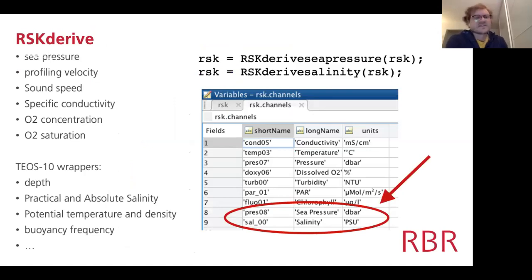We have a series of functions that derive new variables, mostly using the TEOS-10 Gibbs Seawater MATLAB toolbox. We can derive sea pressure, profiling velocity, sound speed, specific conductivity, and then specific TEOS-10 variables. Depth is using the TEOS-10 function, but not a TEOS-10 algorithm for depth. Also practical absolute salinity, potential temperature, density, buoyancy frequency, and a few others. When you use this, it just adds a new channel into the data, and you can see that on the right-hand side.